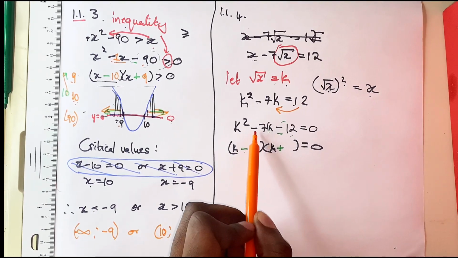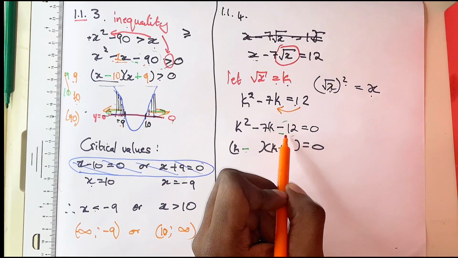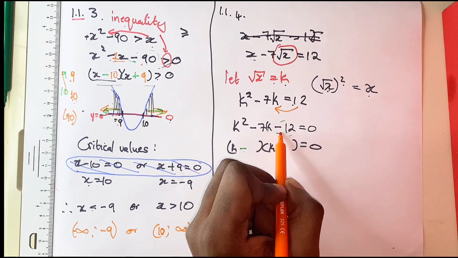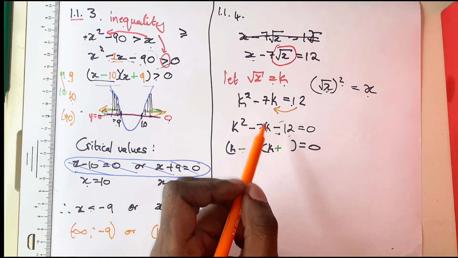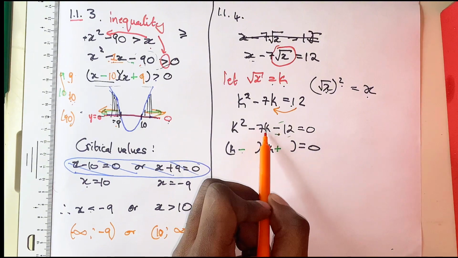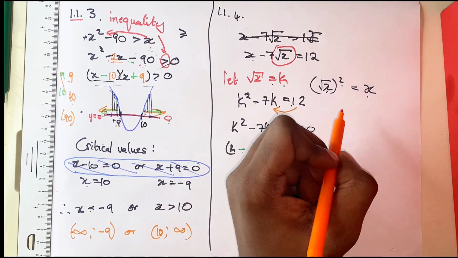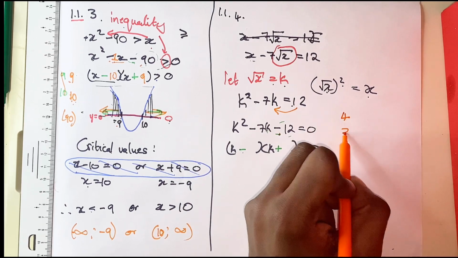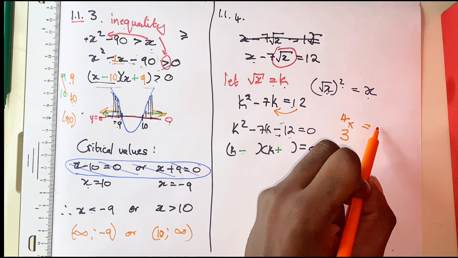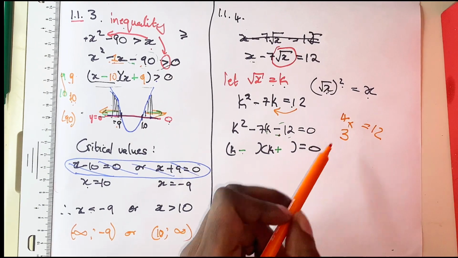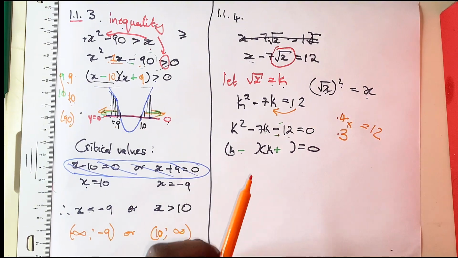Now we are going to look for factors of 12, that if we multiply them they will give us 12, but if we subtract or add them they will give us 7. Can you think of any? I'm thinking about 4 times 3. Now 4 times 3 will give you 12, and 4 plus 3 will give us 7.